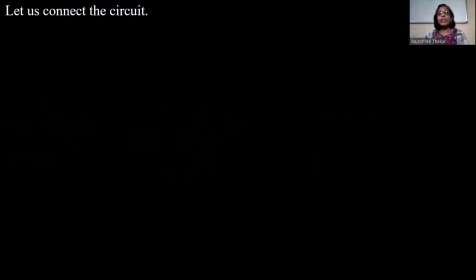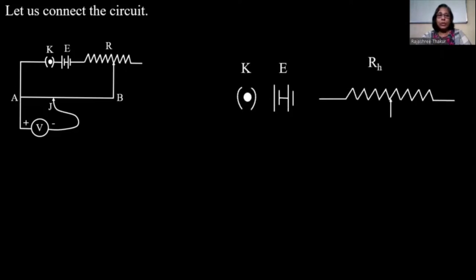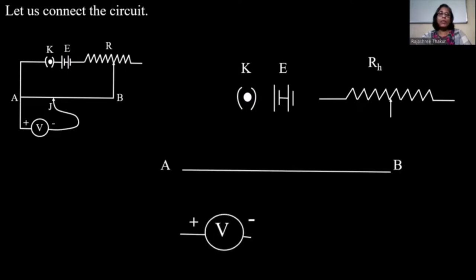Let us now connect the circuit. So let's see the circuit diagram. By now you already know how to read a circuit. So let's start. First of all, let us arrange the apparatus as per the circuit diagram. There is a DC source, key, a rheostat, wire AB, and a voltmeter.